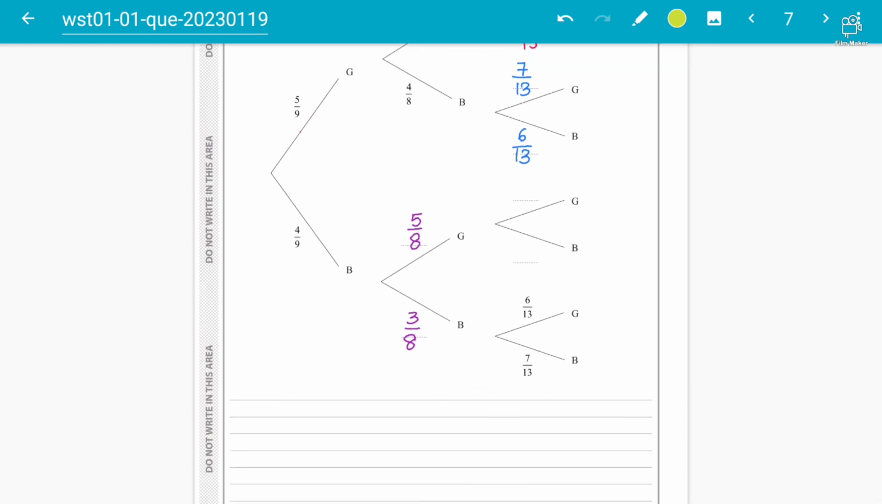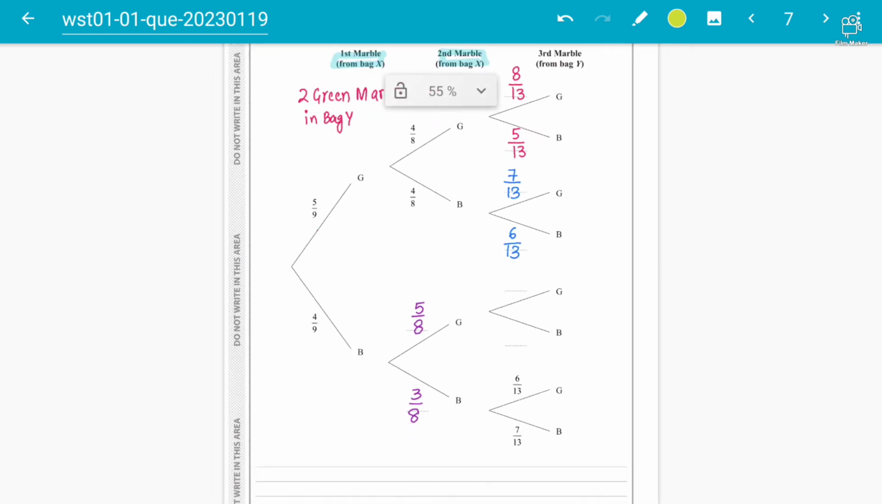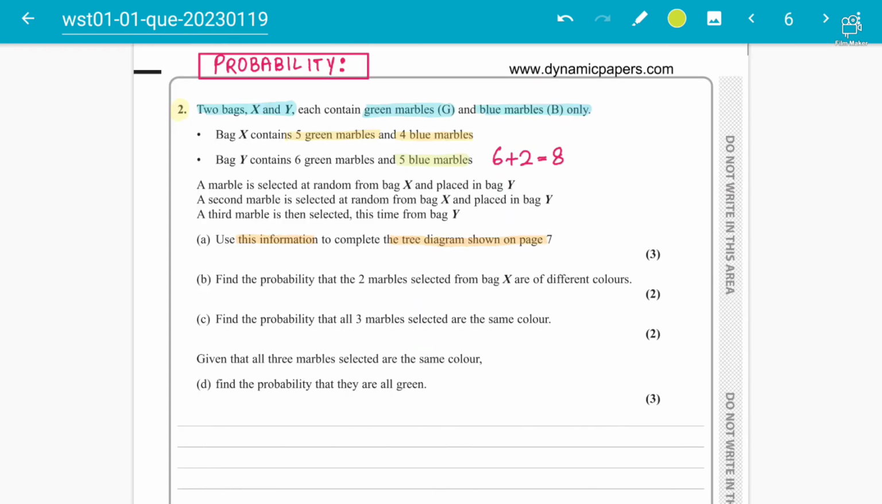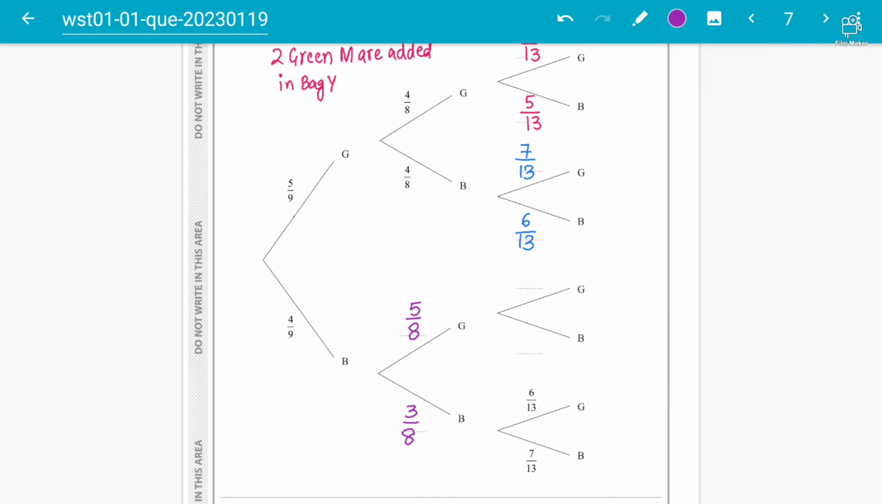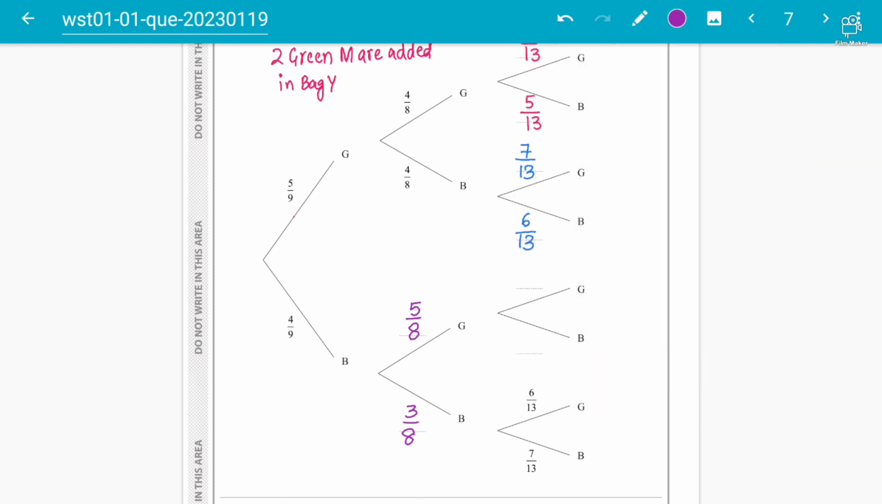So let's talk about these two that are left, sir. If we have the first one blue and the second one green, and we are taking the third marble from bag Y as green, it will be adding just one more marble in it, so it will be 6 plus 1, 7, so that will be, sir, 7 upon 13 marbles, and the total will remain the same, okay? So it will be 7 upon 13 and 6 over 13 here as well, okay?